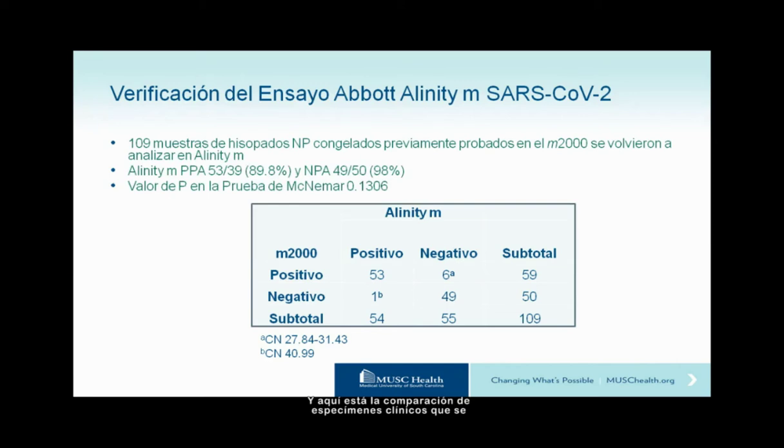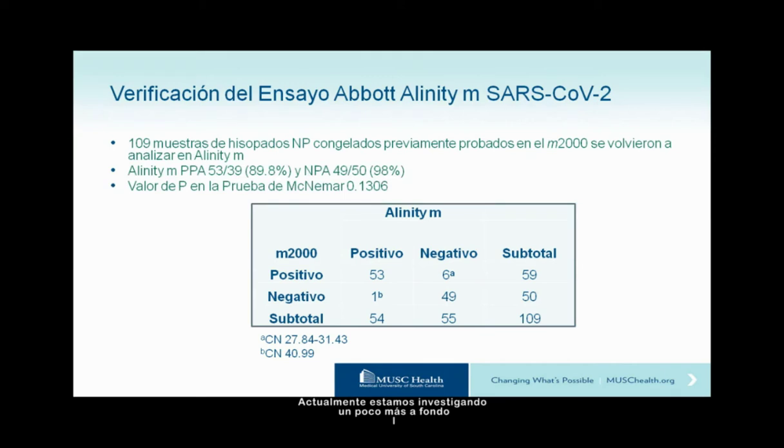And here is the comparison of clinical specimens run on the two instruments. So we have the Abbott M2000 and the Alinity M results. We had 109 frozen NP swabs that were previously tested on the M2000. We retested them on Alinity. We found a positive predictive agreement of 90% and a negative predictive agreement of 98%.